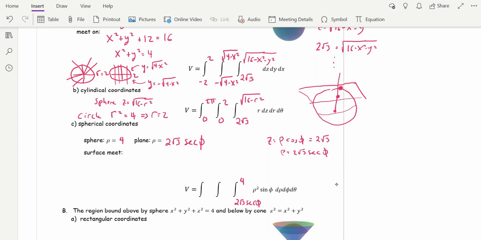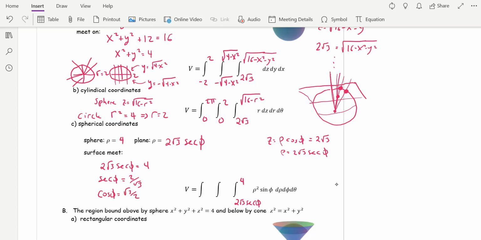For my limits on phi, okay, phi is going to start up here. I'm already in my solid on the positive z-axis, and I'll stay in the solid until I reach that value of phi where these two surfaces meet. So I have to find that value of phi. Where do these surfaces meet? Well, let's set rho equal to rho: 2 root 3 secant phi equals 4. Solve for phi. So that's secant phi equals 2 over root 3. Nobody knows what that is, but if we take the reciprocal of both sides, cosine phi equals root 3 over 2.